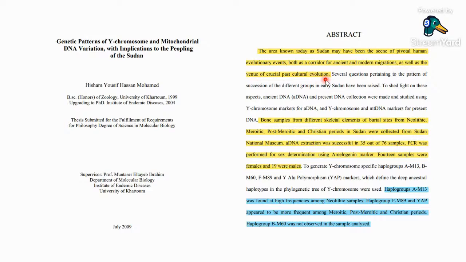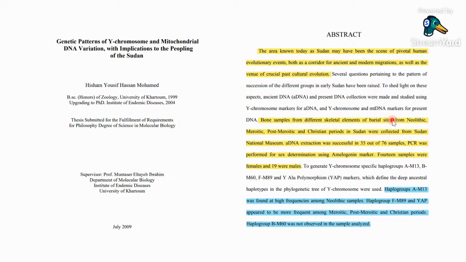Several questions pertaining to the pattern of succession of different groups in the early Sudan have been raised. To shed light on these aspects, ancient DNA and present DNA collection were made and studied using Y chromosome markers for aDNA, and Y chromosome and mtDNA markers for the present DNA. Bone samples from different skeletal elements of burial sites from Neolithic, Meroitic, post-Meroitic, and Christian periods in the Sudan were collected from the Sudan National Museum, and DNA extraction was successful in 35 out of 76 samples. PCR was performed for sex determination using a molecular marker. 14 samples were female and 19 were male.